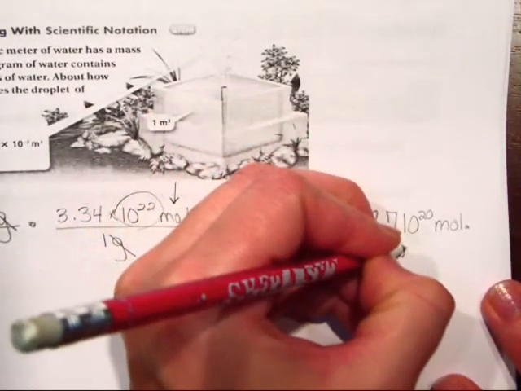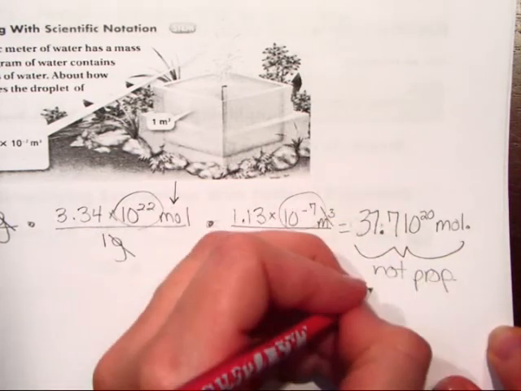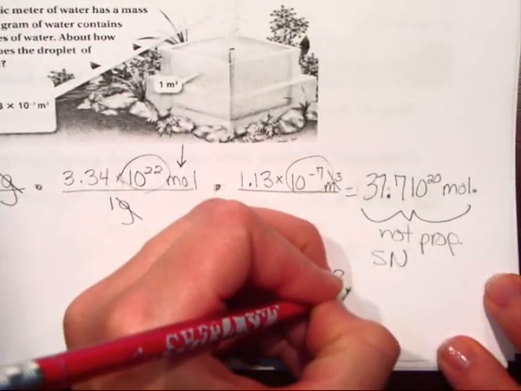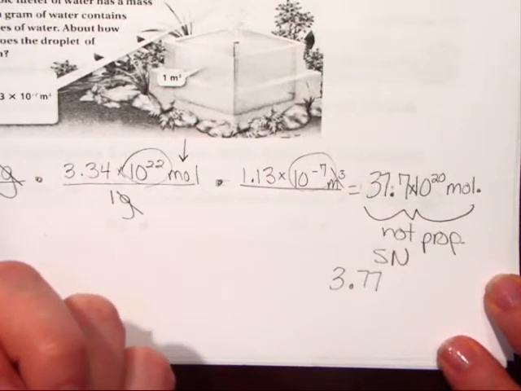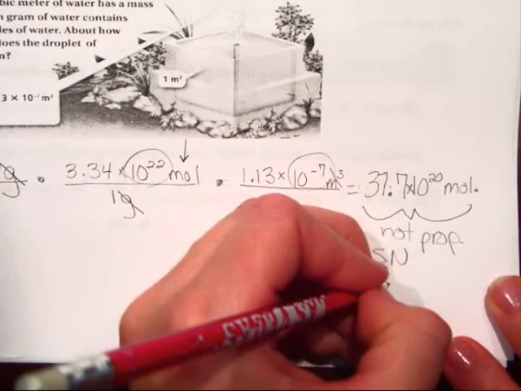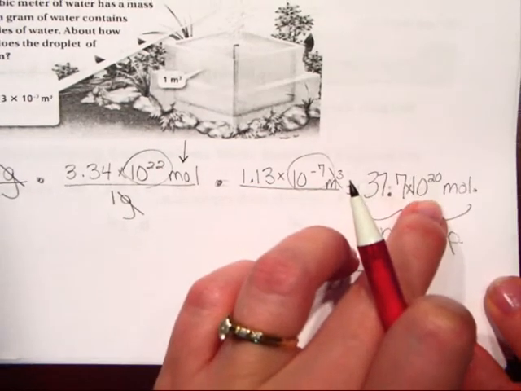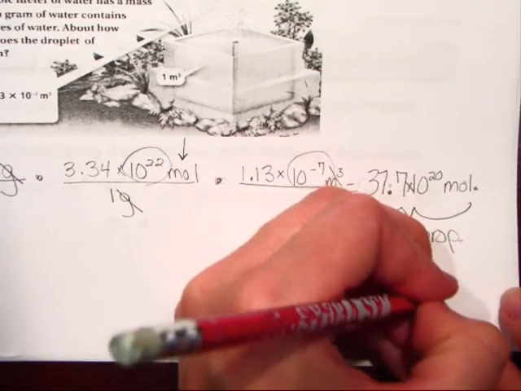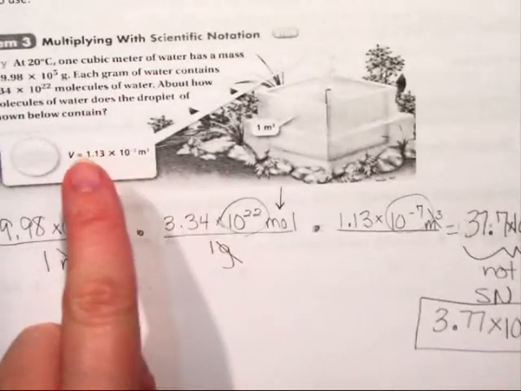Now, that is my answer, but I hope you know that this is not proper scientific notation. I need this to be 3.77, not 37.7. Now, if I move the decimal one more place to the left, and this is already positive, that's going to make that times 10 to the 21st. And that's how many molecules are in that single drop of water.